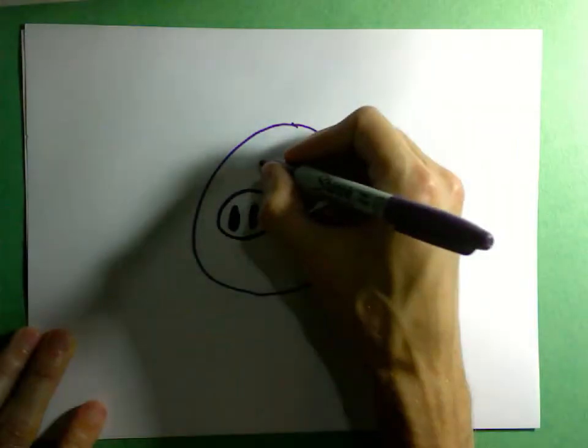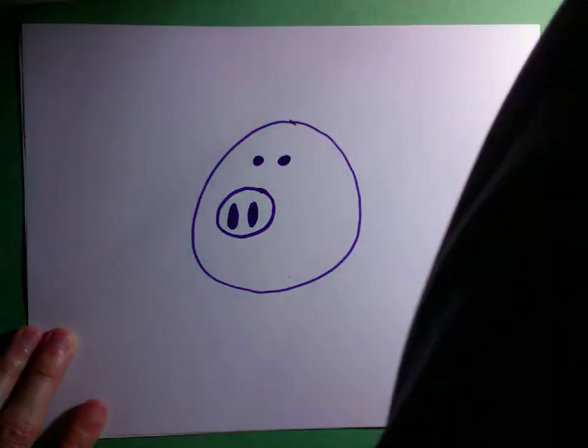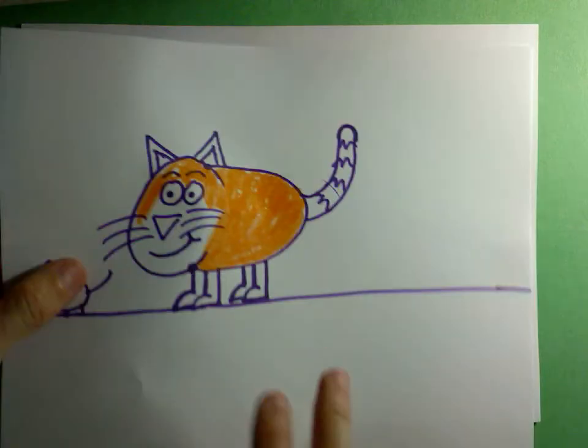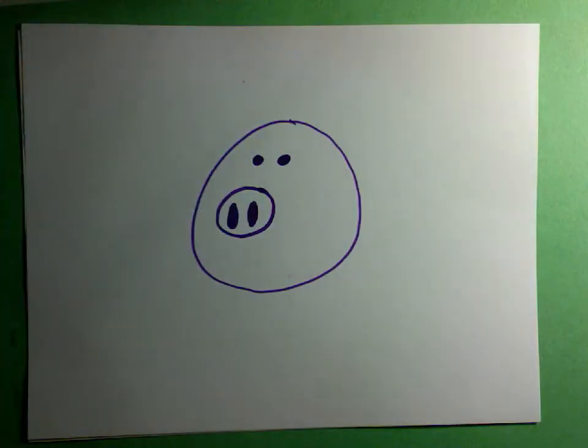And you can make your eyes a little different, but I'm just going to make dots for my eyes. If you maybe want to make circles with dots in them, kind of like we did with the cat, you can, but I'm just going to make my pig's eyes dots for this one. Make it a little different.